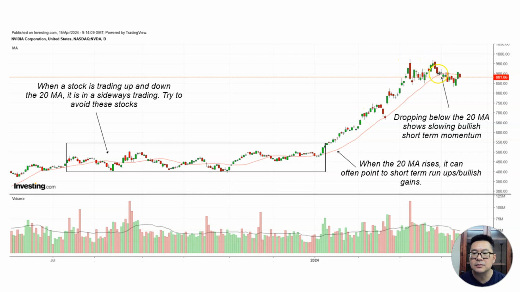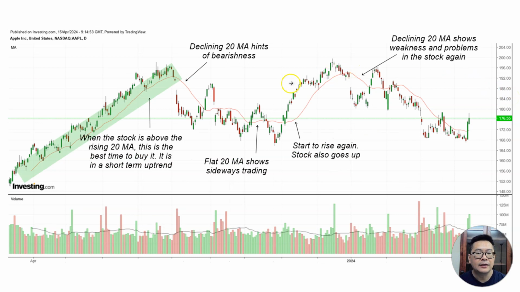But when the stock drops below the 20 MA, this does not tell us that the stock is going to crash or anything. It just tells us that there is a slowing down of bullish short-term momentum. So you can use the 20 MA as a guide when it falls below the 20 MA. Some traders might want to take profit, and maybe they don't want to enter short-term long positions. Okay, so don't worry about whether you get it the first time or not.